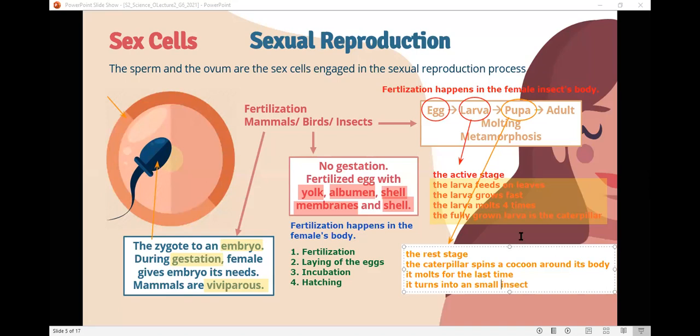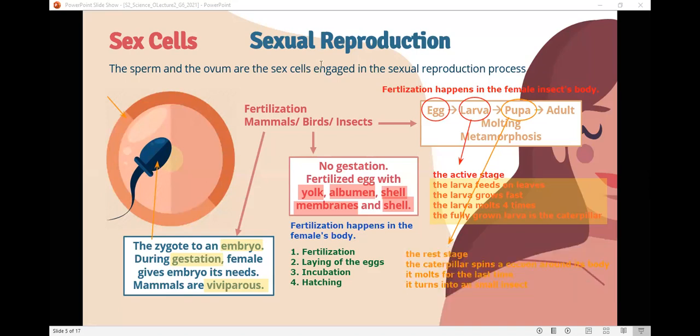Inside the cocoon. Did I miss something? No, this is everything. And a few days later, you will have an insect going out of the cocoon. Egg, larva, pupa, adult. I want you to say them with me. Egg, larva, pupa, adult. What are the four stages of reproduction of an insect? Egg, larva, pupa, and adult.